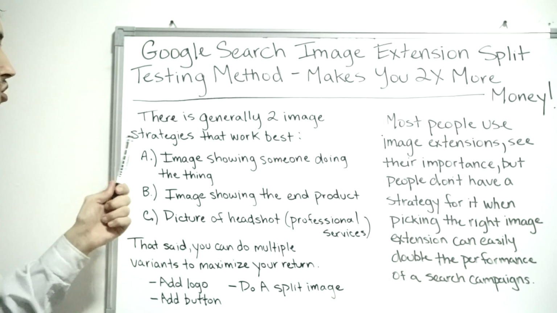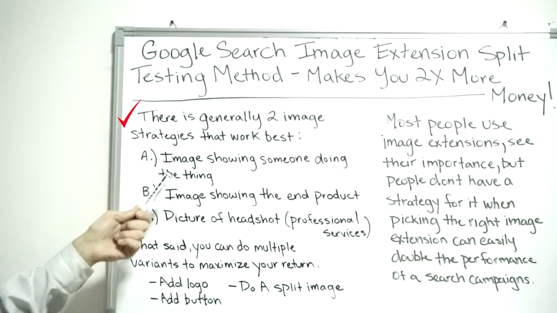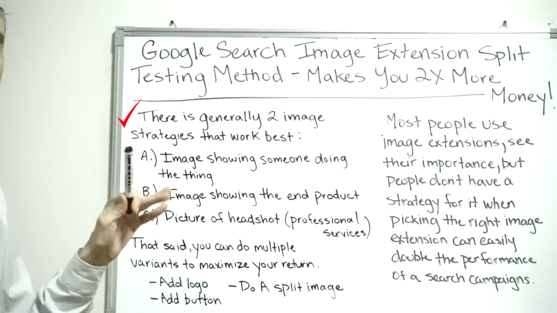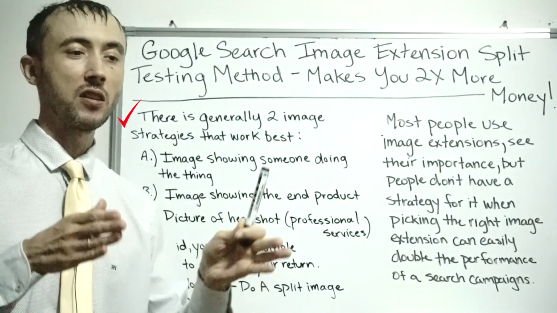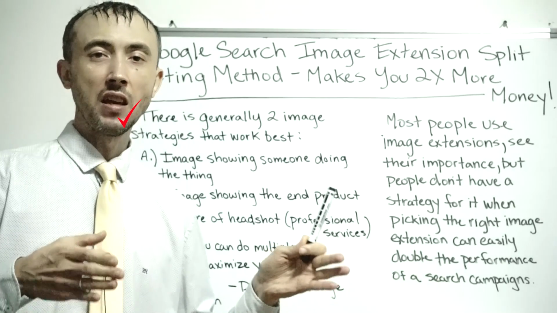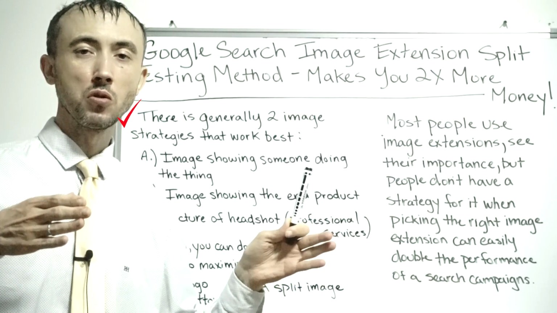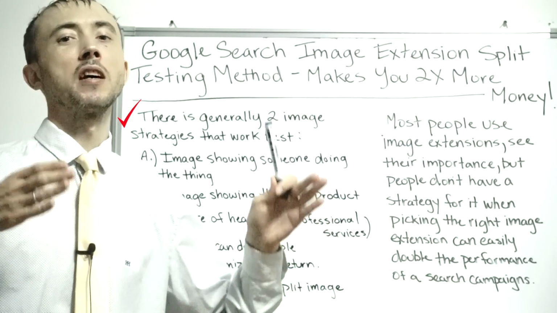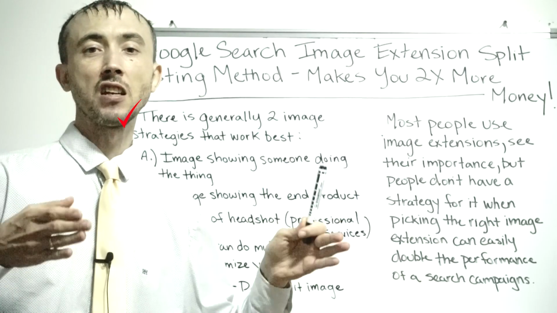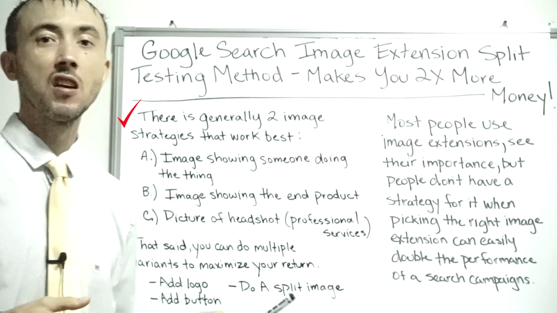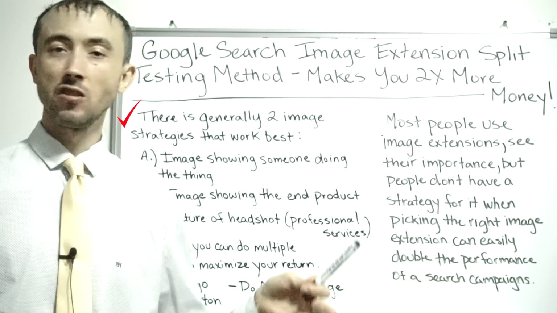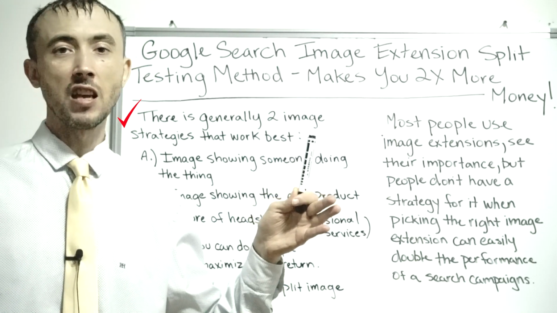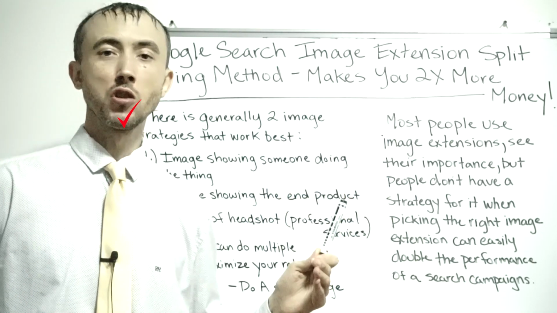Now, there is generally two image strategies that work the best to simplify this whole process, to get you on the basic right path with picking the right image, so you have to do as little testing as possible to find the most ideal image to show on your ads. It's going to get you the highest click-through rates, because that's everything you're trying to do with your ads, is just to get more click-through rates, because that's going to get you more market share and reduce your cost per click.